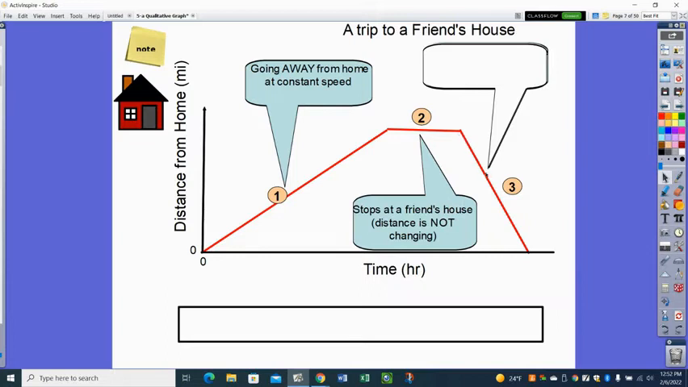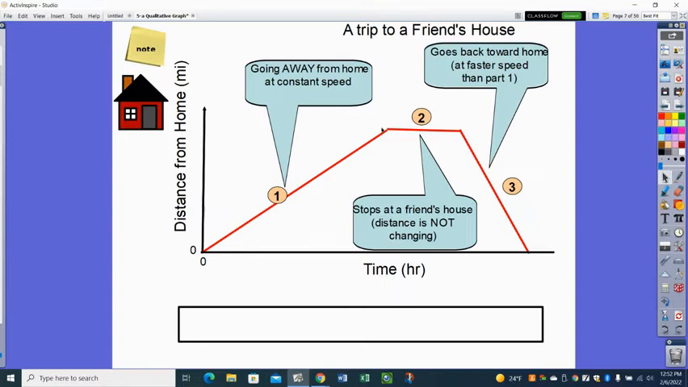Okay, notice the third piece. And there's really 2 things you have to address here. What's going on as it decreases? And why is the slope here? Why does it take so much more time to get to your friend's house than this piece? So there are 2 things here. One is you are returning back home, but you're at a faster speed. It takes less time to go from your friend's house home than it did to get there.